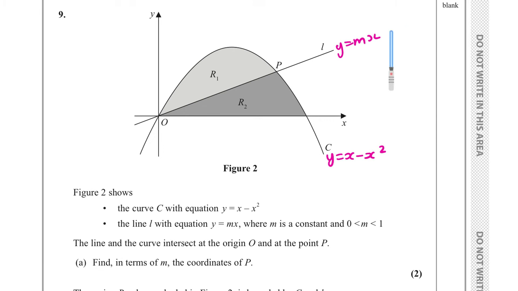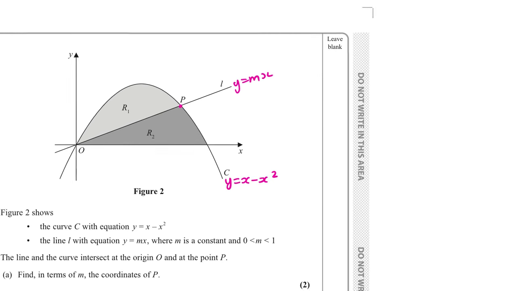Okay. The line and the curve intersect at the origin and at the point P. And we already can tell that because we don't have any y-intercept on either, right? There's no constant. And they obviously intersect at P. Find in terms of m the coordinates of P. So, first, what is the first thing we're going to do to find the coordinates of P? What do we have? Yes, simultaneous equations, right?